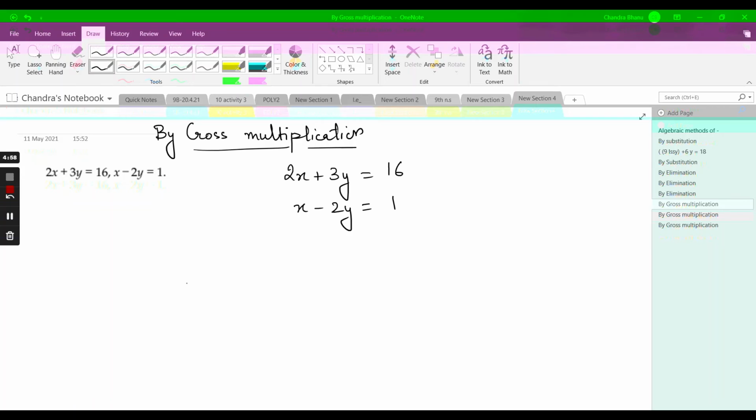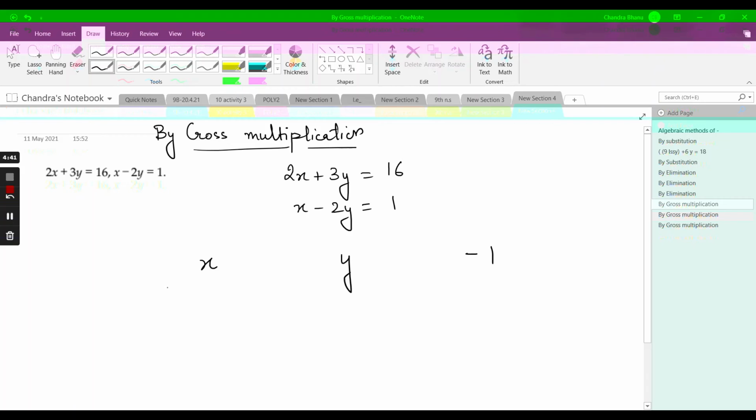Let's learn the last method, that is the cross multiplication method. In this, first we need to arrange our data in a tabular manner. Let's learn how we have to do it. First it is x, then it is y, and then it is minus 1. We have to write it like this.